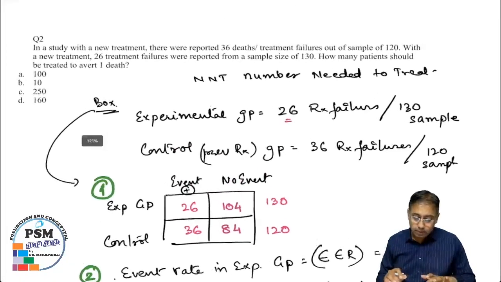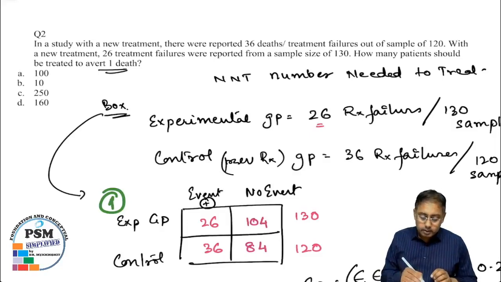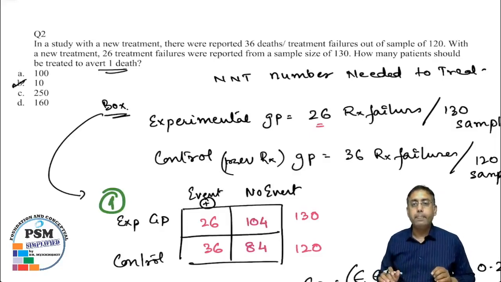So in a study with a new treatment, there were 36 deaths, treatment failures, out of a sample of 120. And with the new treatment, 26 failures were there. How many patients would be needed to treat to avert one death? The answer is pretty simple. We have done it. The answer we have reached is 10.